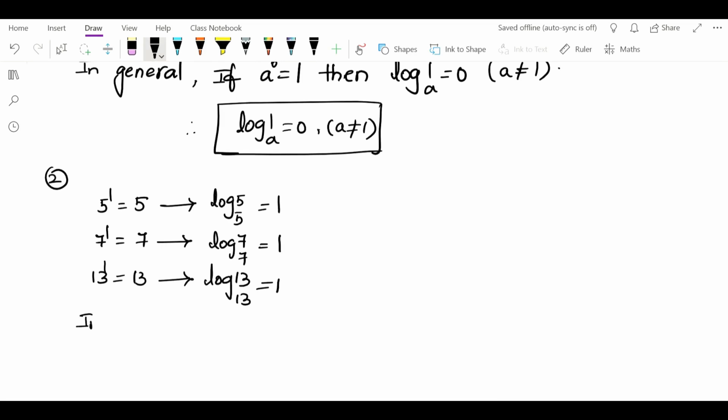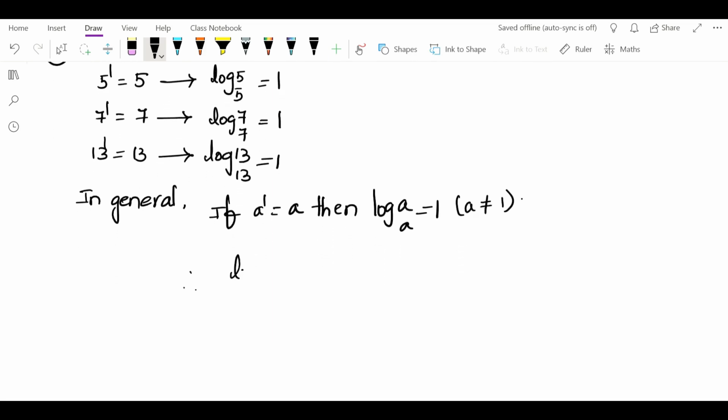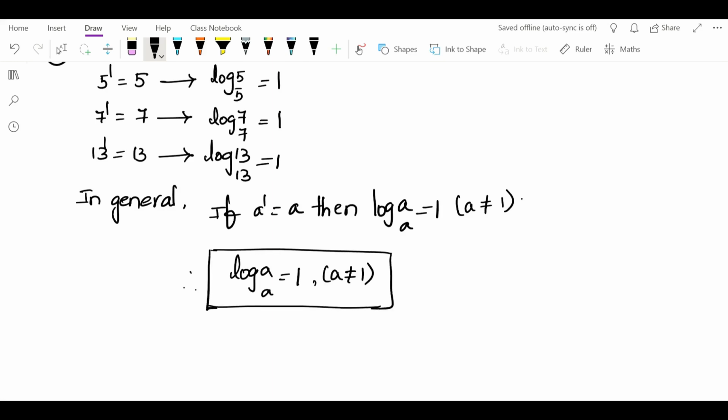In general, if a to the power of 1 is equal to a, then log a base a is equal to 1. Here the condition is a is always not equal to 1. Therefore, log a base a is equal to 1, where a is not equal to 1. This is called the second property of logarithms. Again, we go to the third one.